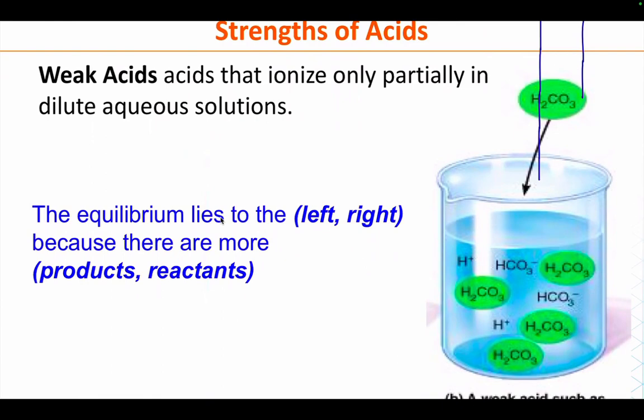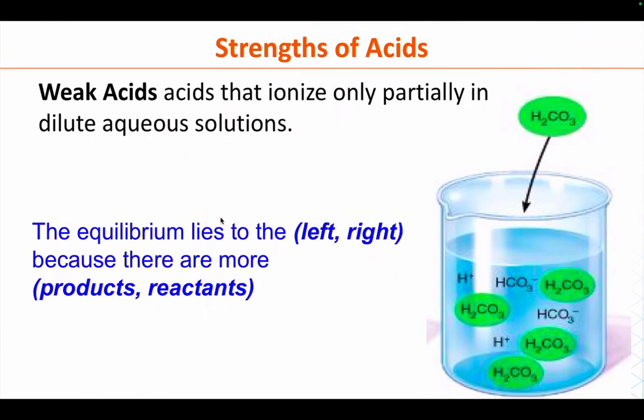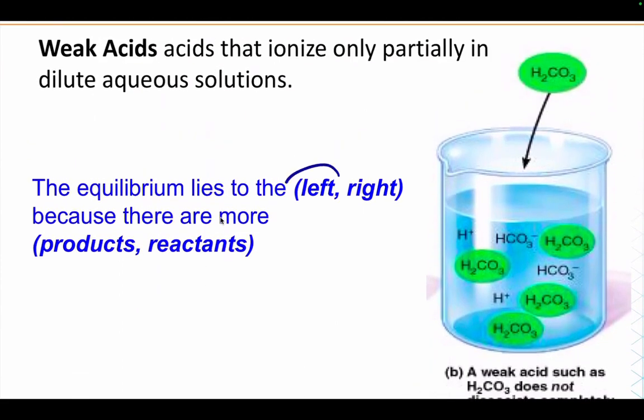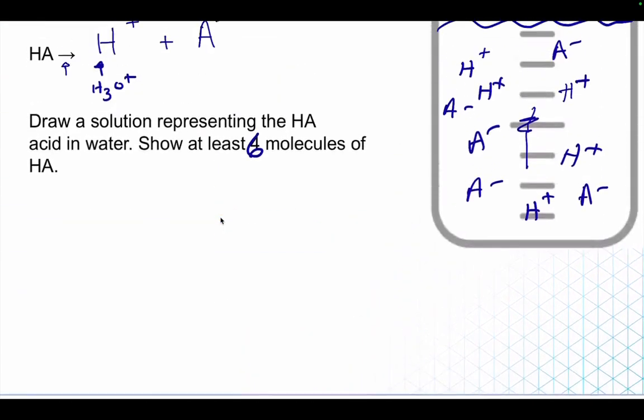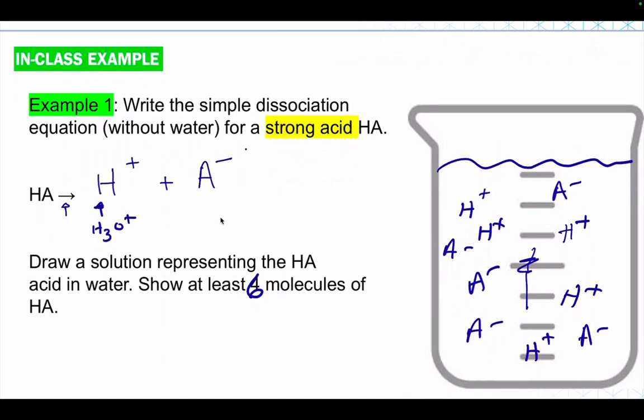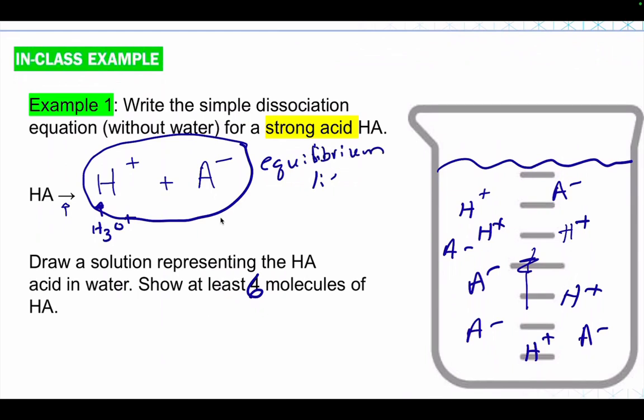A weak acid is not going to ionize like that. It's going to ionize to a very small extent. So the equilibrium is going to lie to the left, and that's because there's going to be more reactants. If we revisit that equilibrium, this strong acid equilibrium lies to the right because this is pretty much gone. So you're going to have almost 100% of the broken up product ions.